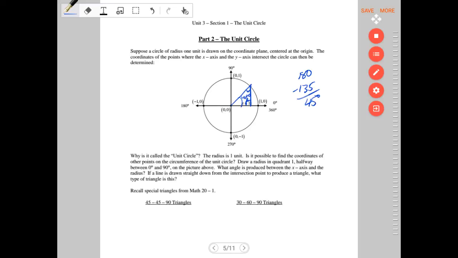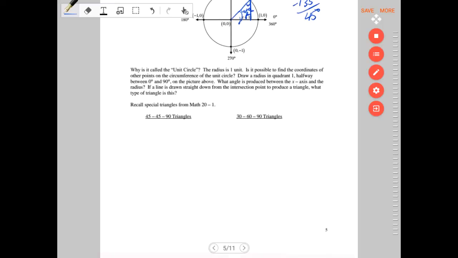So what kind of triangle has two angles the same? A right isosceles triangle, meaning that this side here and this side here are equivalent. Okay, so that brings us back to our special triangles from Math 20-1. We had 45, 45, 90 triangles and also 30, 60, 90 triangles. So, based on the information above, we know that a 45, 45, 90 triangle is a right isosceles.